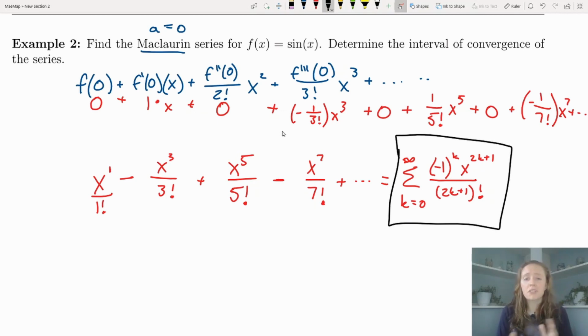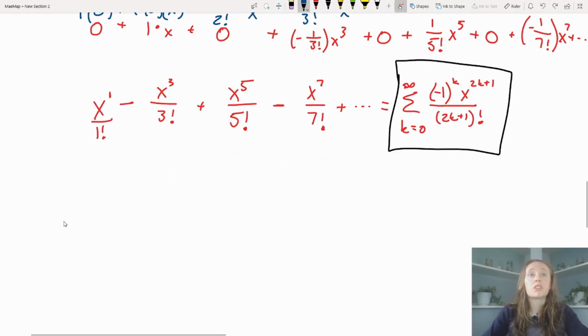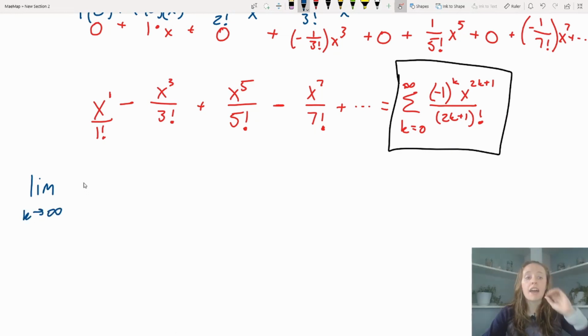Now the fun part is going to be figuring out that interval of convergence, because this isn't as simple as a geometric series, because it's not. So we're either going to have to do the root or ratio test. And because we have this factorial, let's do the ratio test. It's always a good sign to do the ratio when we have a factorial. So I'm going to take the limit as k approaches infinity of the absolute value of a sub k plus 1 over a sub k.